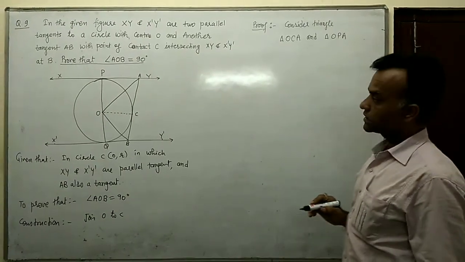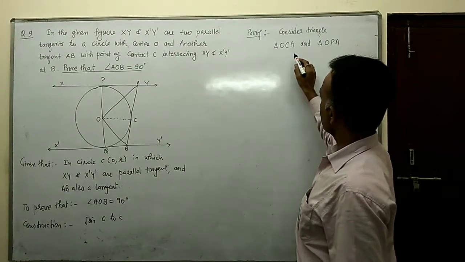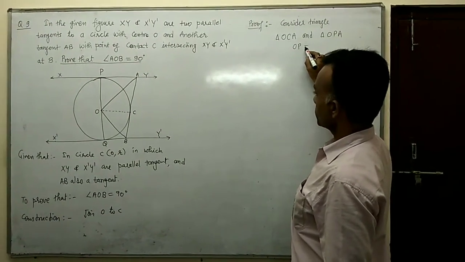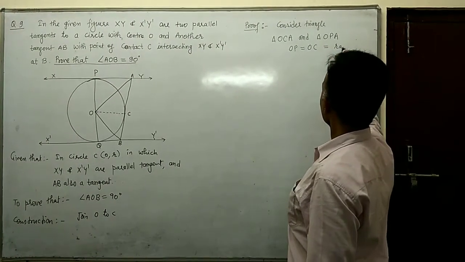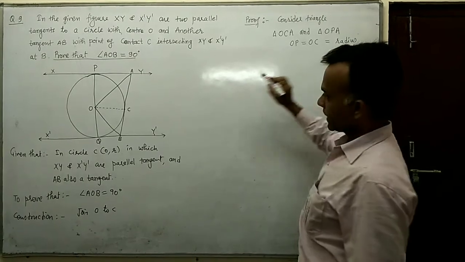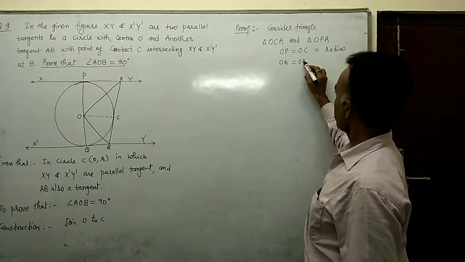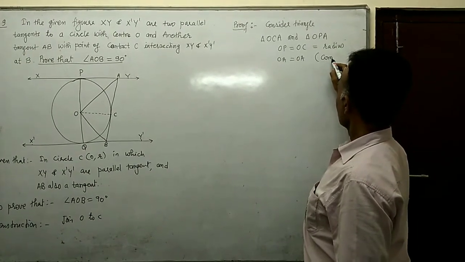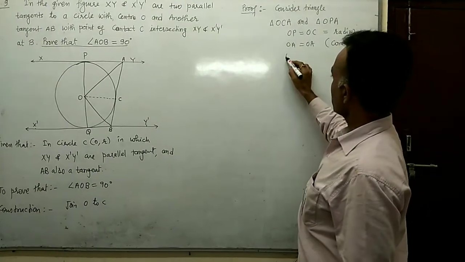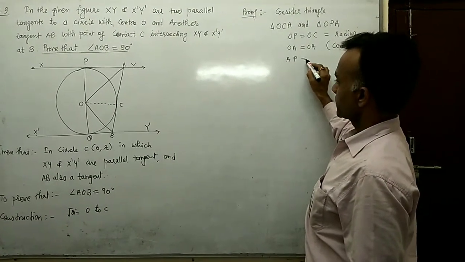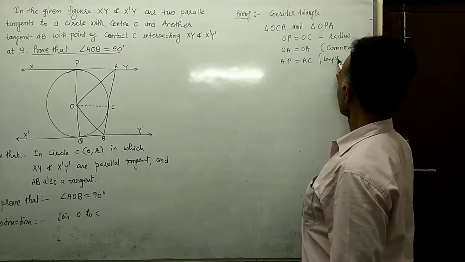Okay, so first here we consider these two triangles. In the two triangles, OC and OP are the radii, so OP equals OC, both are the radius. And OA is the common side, OA equals OA. Here we write down the reason: both are common. And AP equals AC, the length of tangents from an external point.